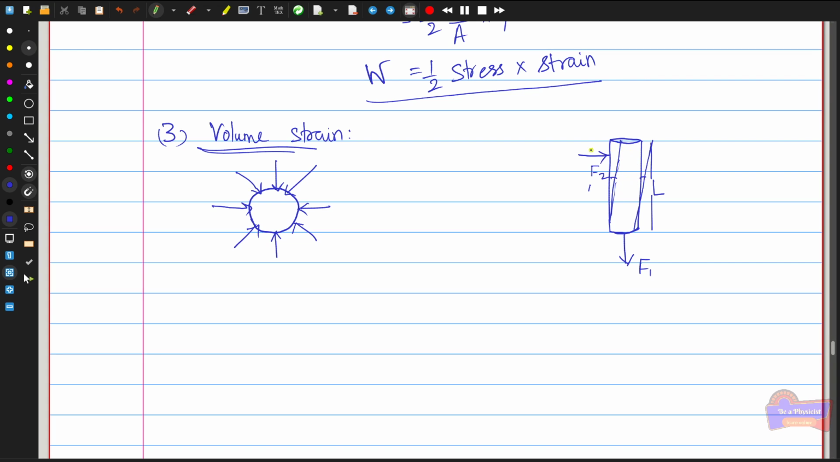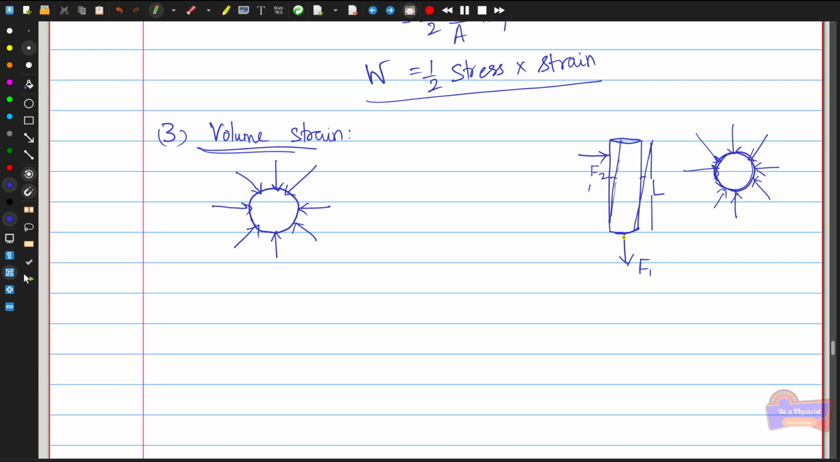Or sometimes, suppose you have the same cylinder and you are applying a force. Suppose the top view of the cylinder is shown here, and the load, the force, is applied in all directions of the wire or cylinder.